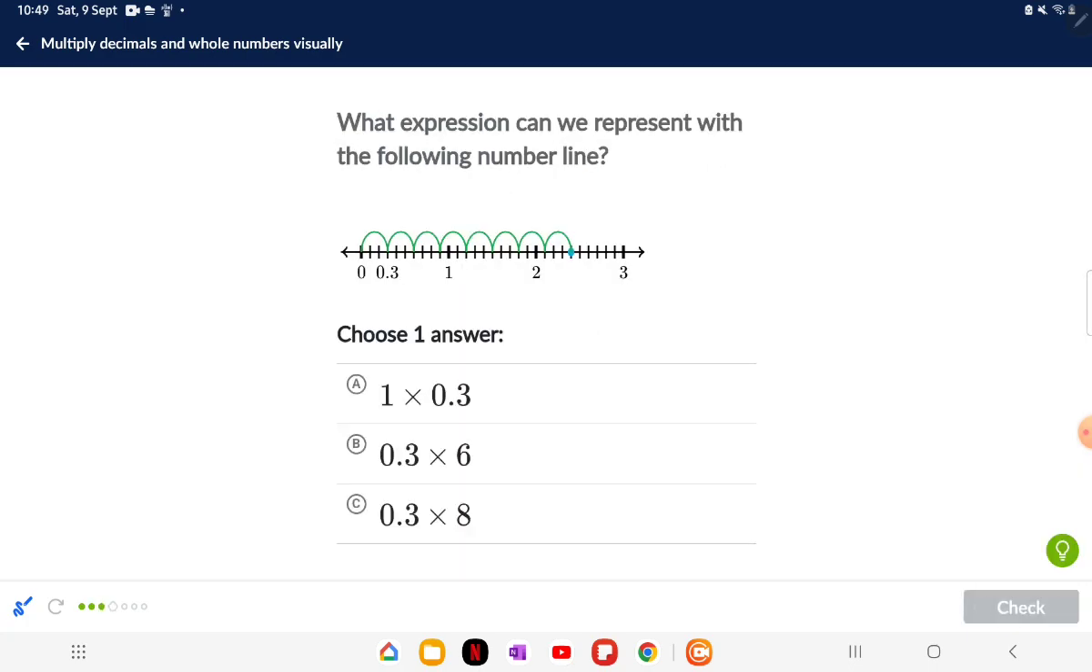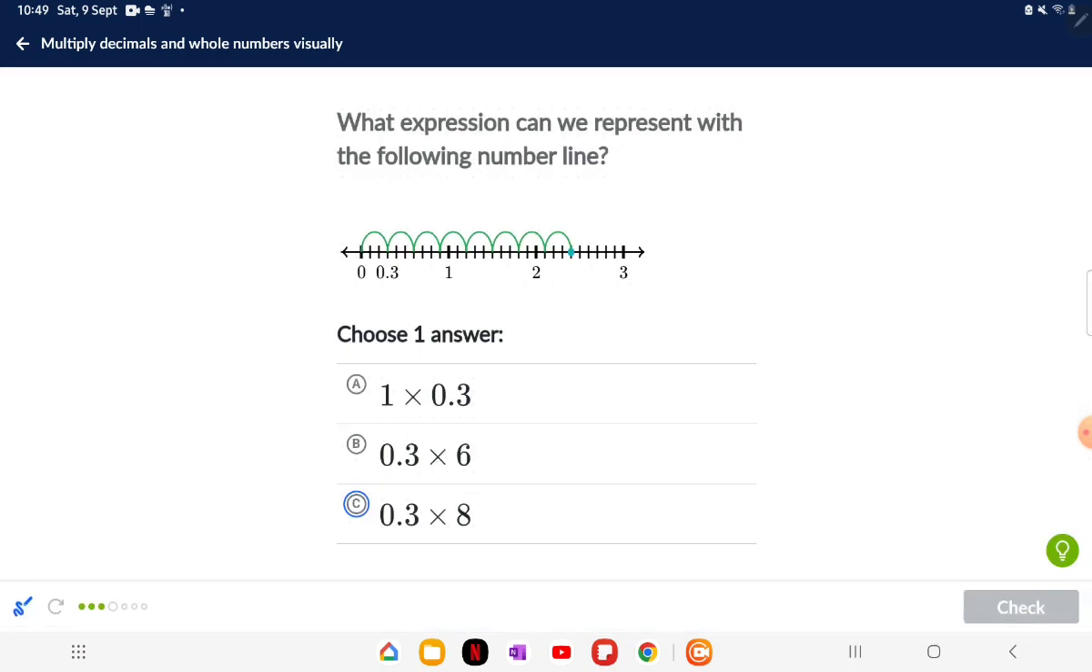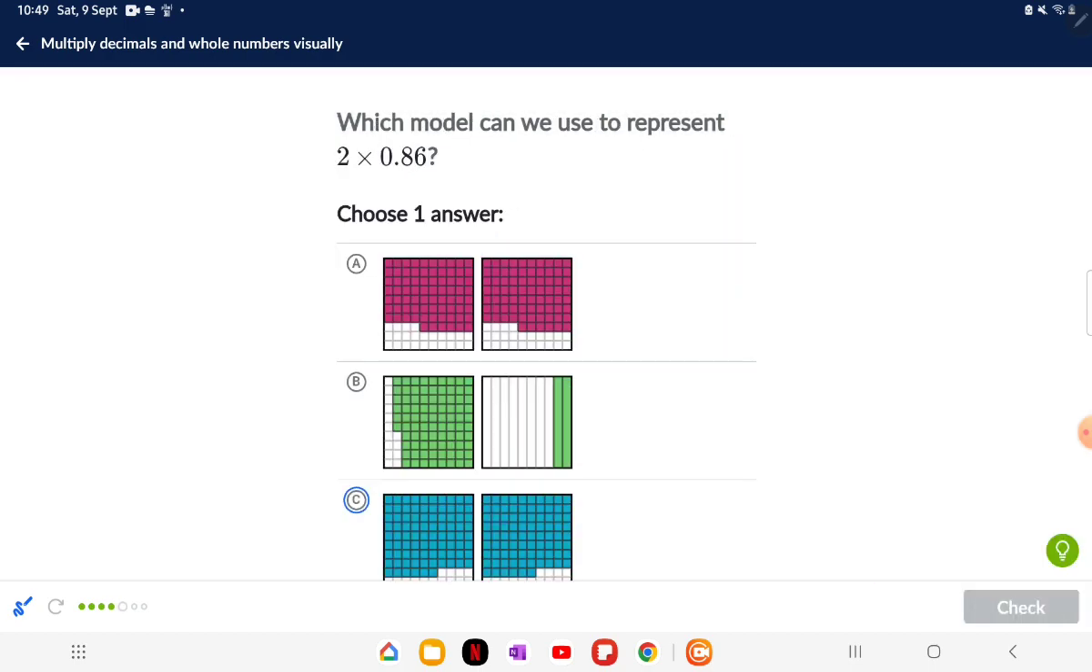What expression can we represent with the following number line? Now there are lots of jumps. 1, 2, 3, 4, 5, 6, 7, 8 jumps. And what is each jump equal to? It is equal to 3/10, 0.3. So this would look like 0.3 times 8. 8 jumps of 0.3. Do we have this? Yes, we do. 0.3 multiply 8. We have this one. So check. Awesome.